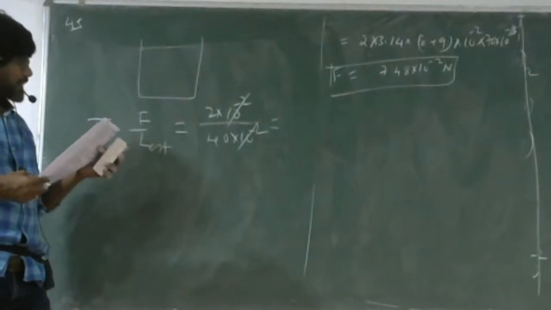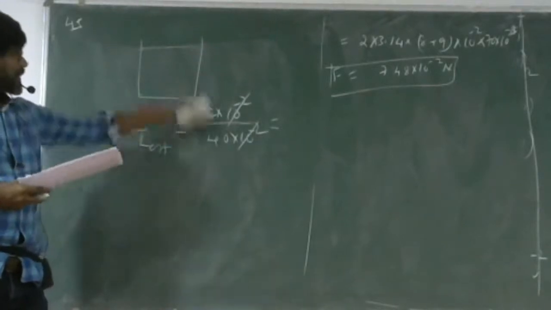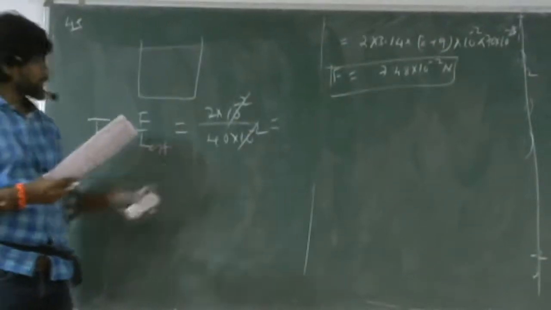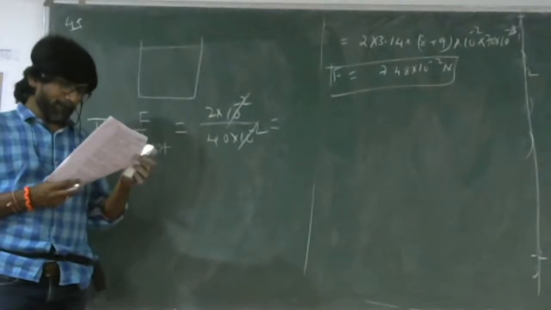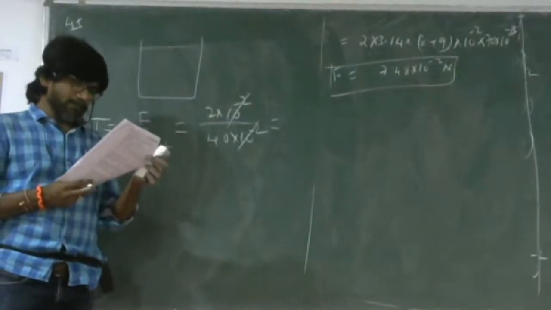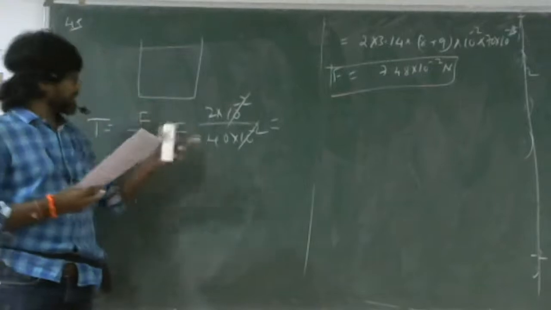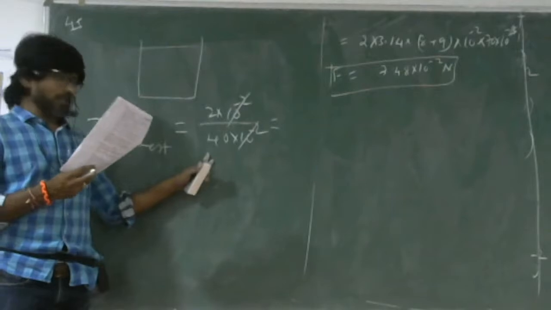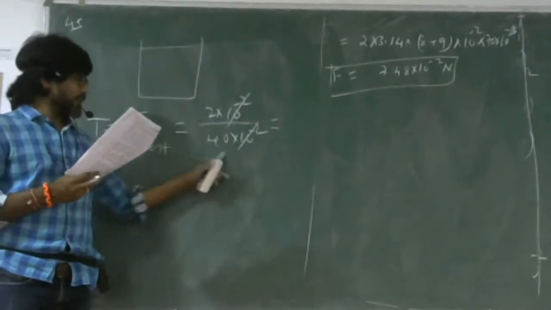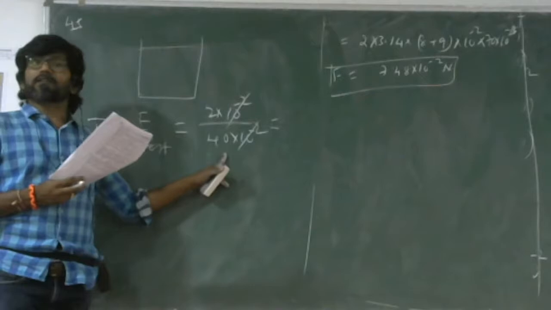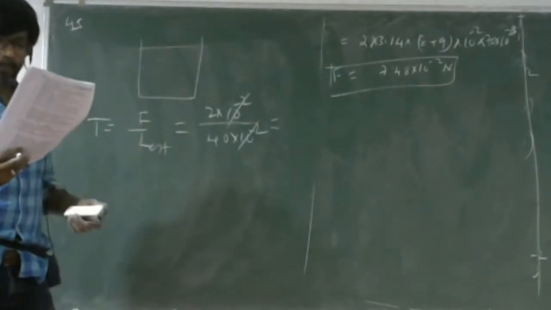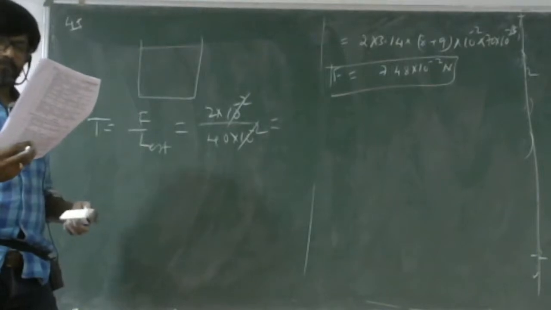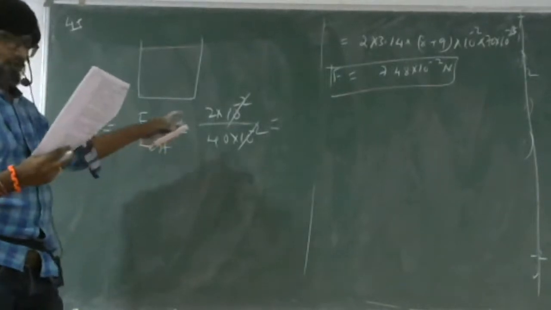0.02. All in SI units only. The weight is 2 × 10⁻², and this is 40 centimeters. So 1/20. What is 1/20 value? 0.05, into 10 to the power value, right?